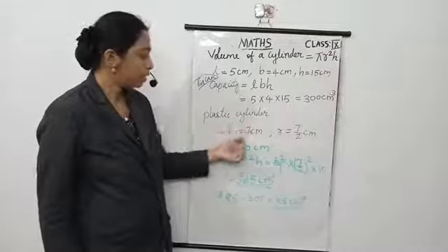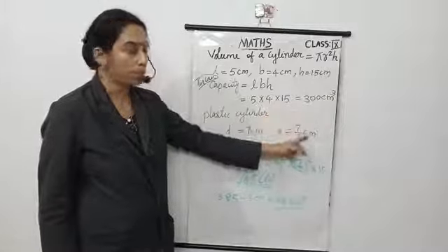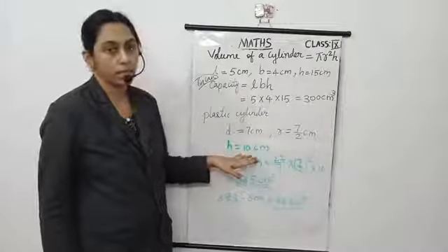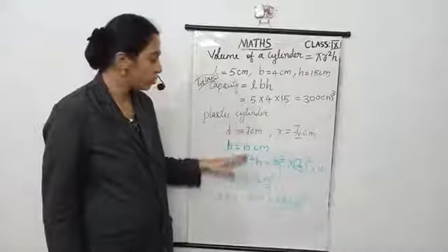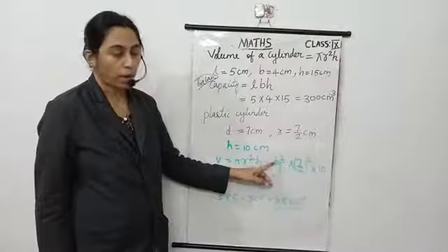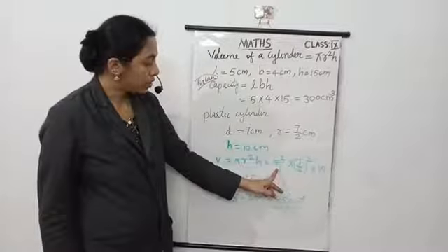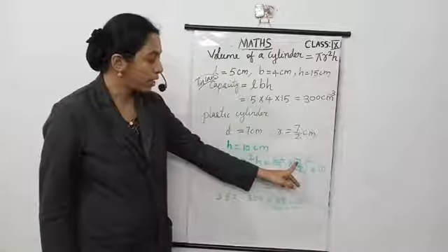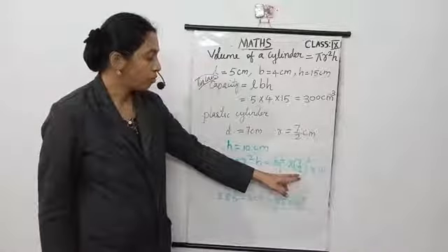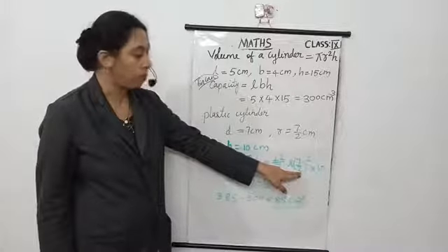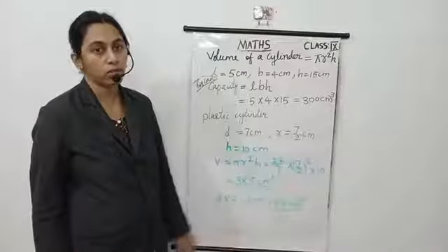Its diameter is given 7 centimeter. So its radius is 7 by 2 centimeter and its height is given 10 centimeter. Now volume of a cylinder is pi r square h. Substitute these values. Pi 22 by 7 into r, 7 by 2 whole square into 10. We can cancel 1 7 and this 1 7. Then 22 into 7 into 10 by 4. 2 square is 4. Then after calculation we get 385 centimeter cube.